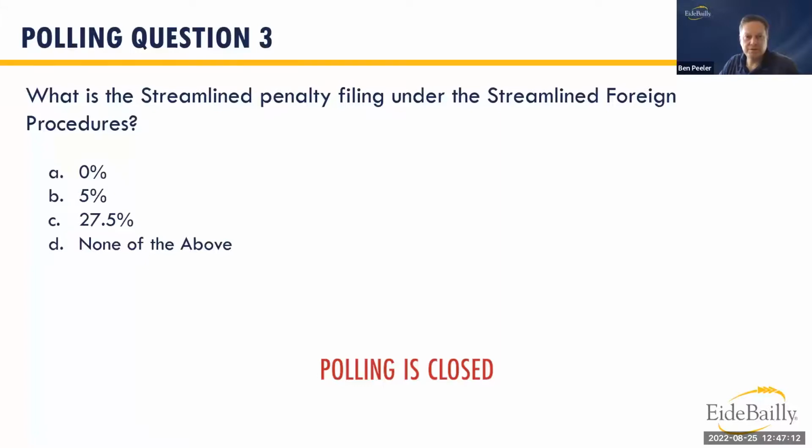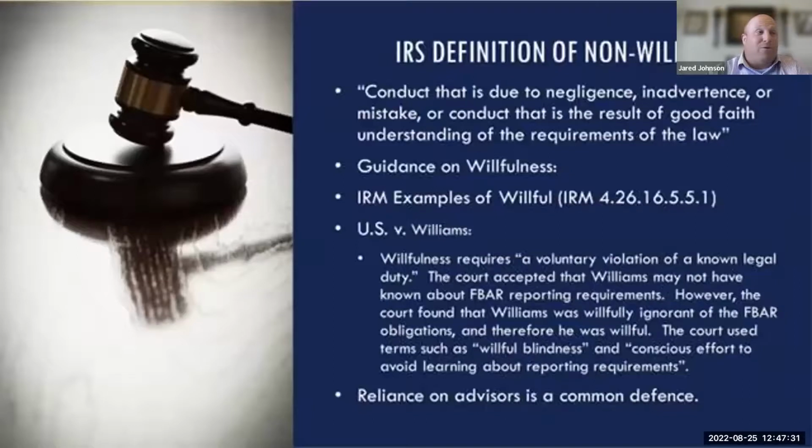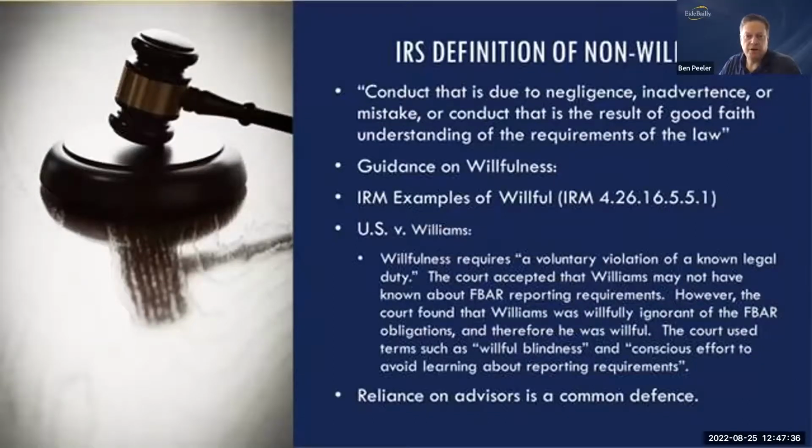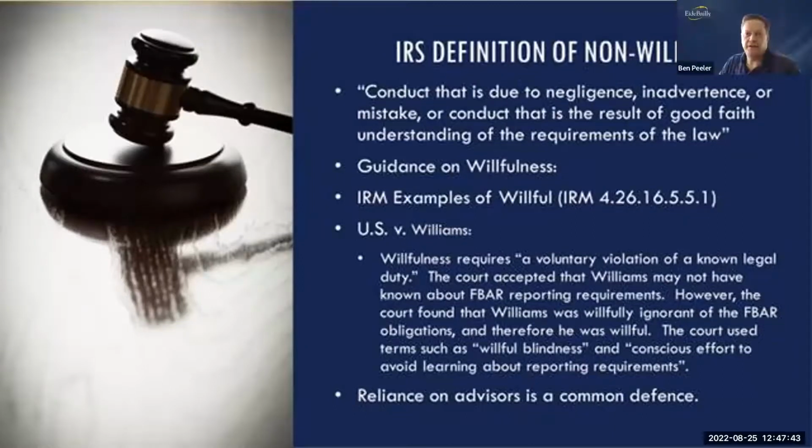Polling question is, what is the streamlined penalty filing under the streamlined foreign procedures? It's not 27.5%, thank goodness. No, I know. There was an old program that used to have that. It is called the Offshore Voluntary Disclosure Program. It was designed for more willful people. Well, most people got it wrong, right? This is the foreign one, so it'd be 0. Yeah, and everybody asked us about that, the OVDP, but it's gone.